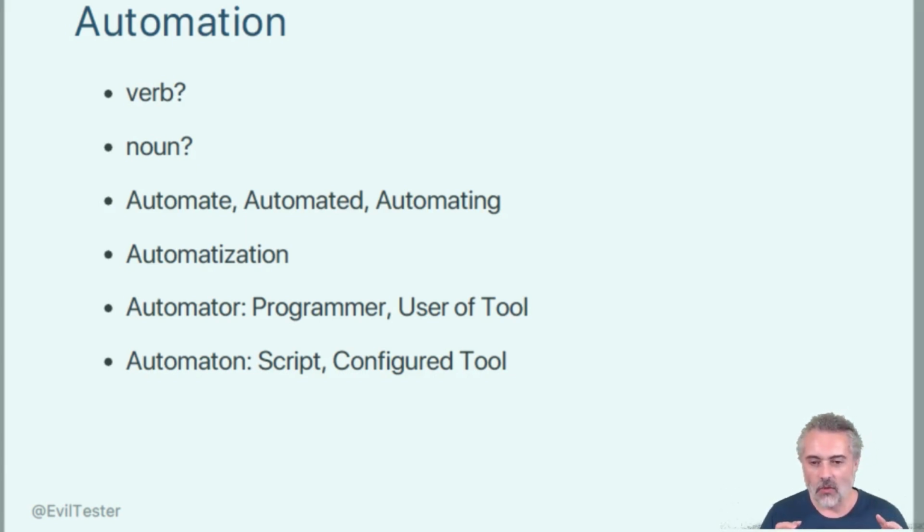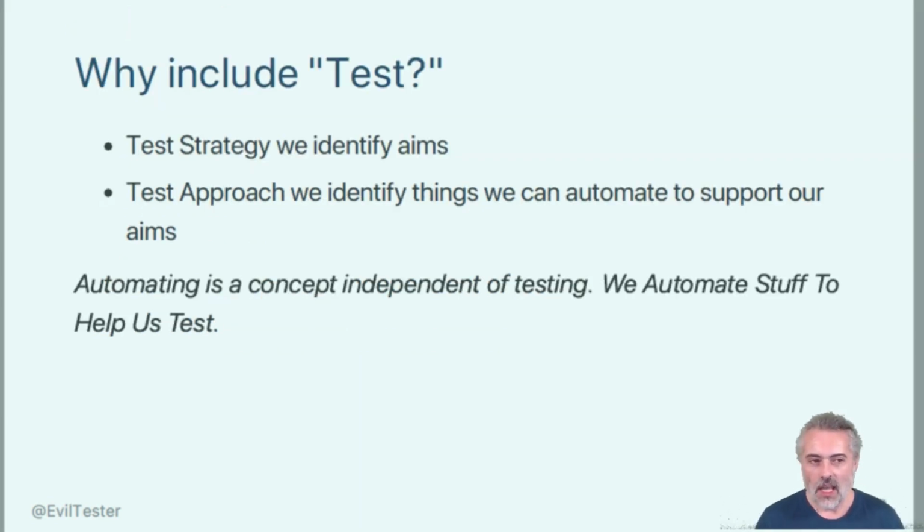And the real dictionary word for converting something into a more automated process is automatization rather than automation. And if we stick to it as a verb and a dictionary definition, then we have the notion of an automator, someone who actually automates something, either a programmer or a tool user. And then we have the concept, which is very often forgotten when we say test automation, of an automaton. Something that has been automated, like the script or the actual configured tool that is doing something, the thing that does the work.